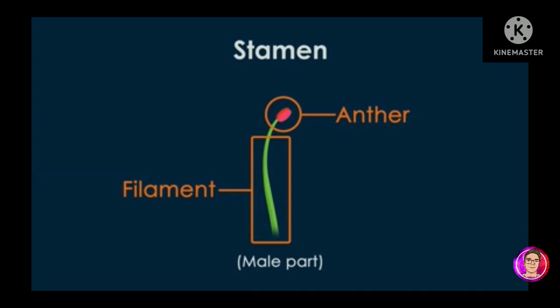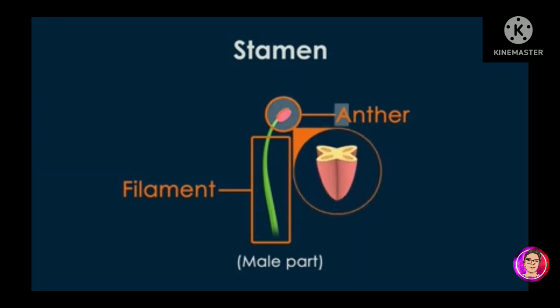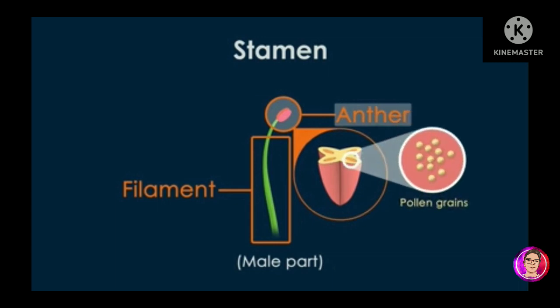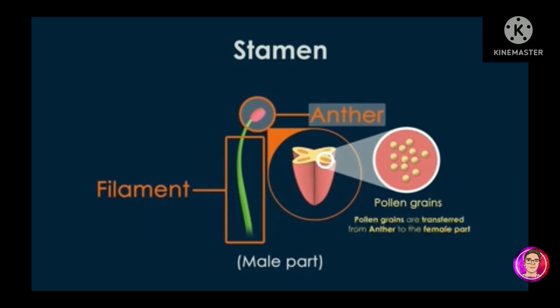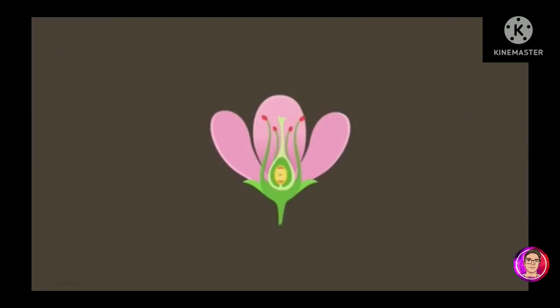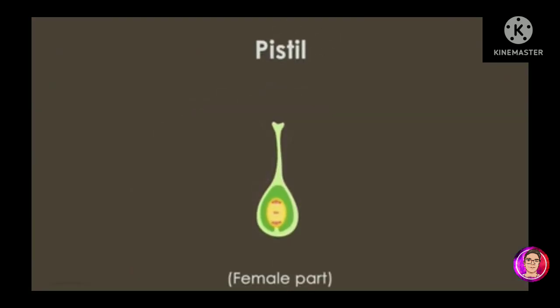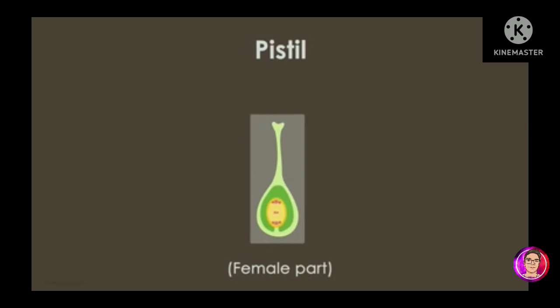The part called anther bears minute bodies called pollen grains, which play an active role in reproduction. There is a specific process by which pollen grains are transferred from the anther to the female part of the same or different flower. Now, what is that part called? For that, we need to focus on our next floral part, the pistil, which is the female part. The pistil is divided into three subparts.